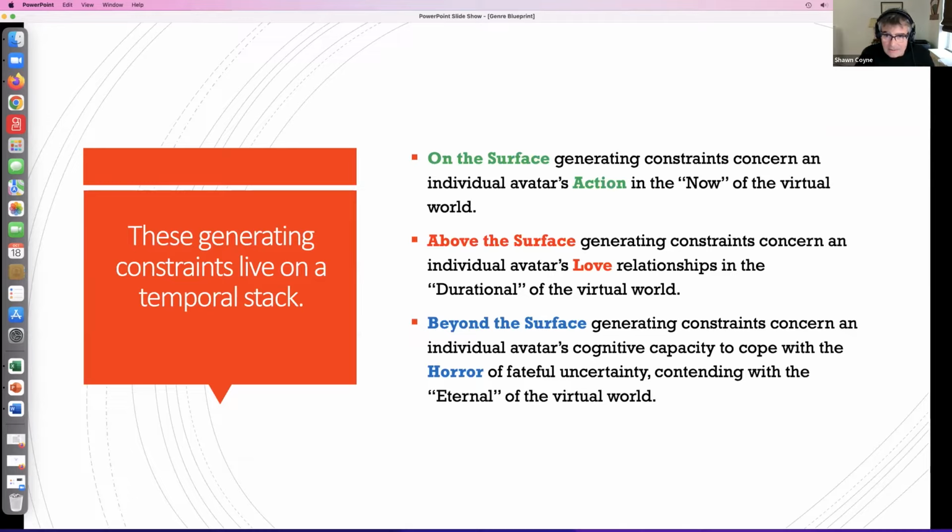That's fate, and it's horrifying because we can't do anything about it. All of stoicism was built on trying to come to terms with that. All religion is to deal with fateful uncertainty. This is beyond the surface. This is stuff we cannot control. How do you deal with it? Is it horrifying, or can you flow with it?